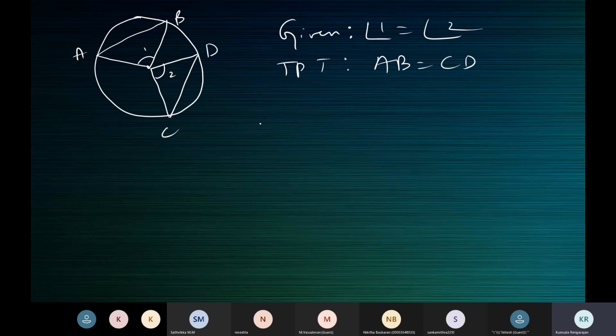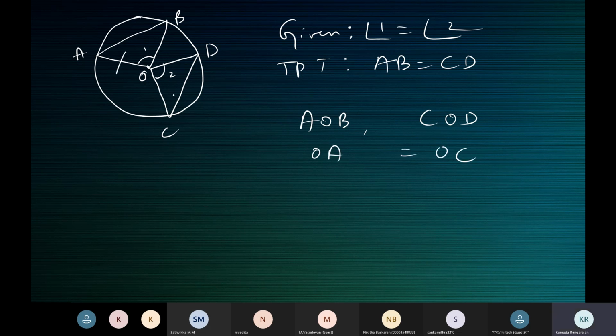Yes, children. What do we have in the two triangles? In triangle AOB and triangle COD, what can we list? OA is equal to OC. Then angle 1 is equal to angle 2. OB is equal to OD, ma'am. So what is the congruence rule? SAS rule, the two triangles are congruent. CPCTC, AB is equal to CD.